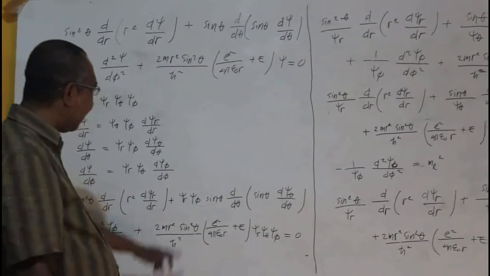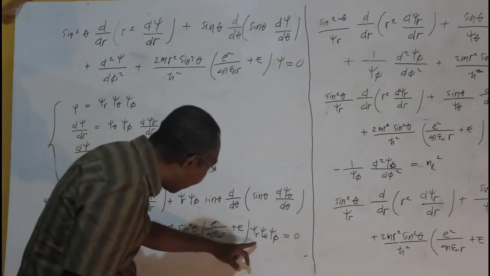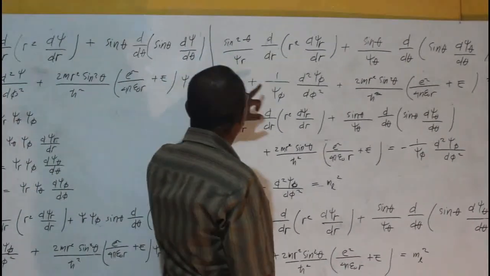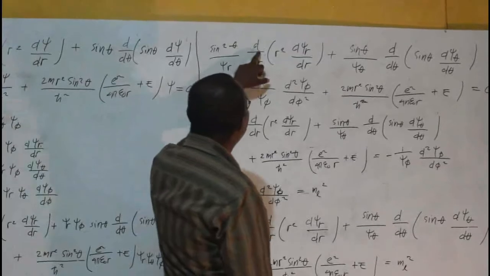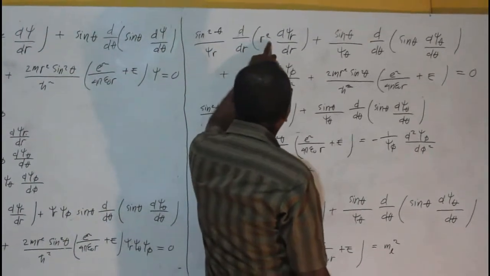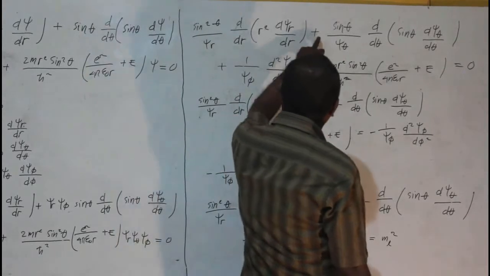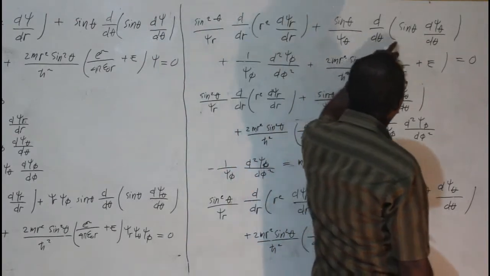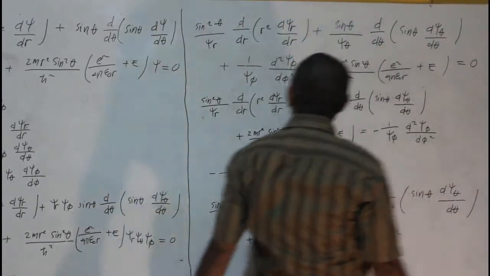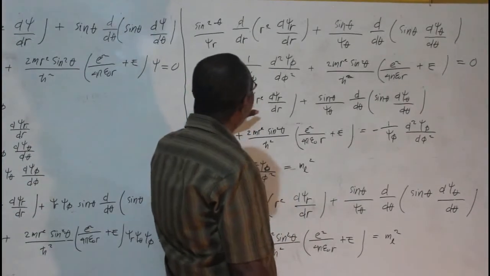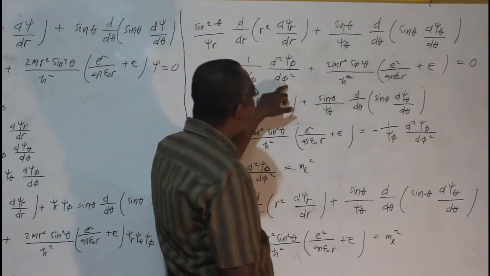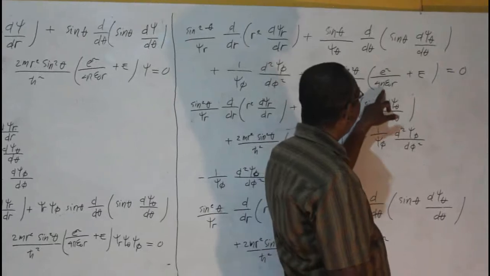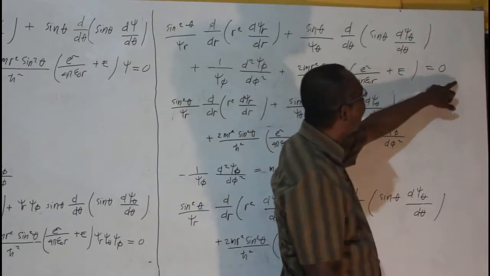Okay? If we divide this equation by ψr times ψθ times ψφ, we obtain sin²θ over ψr times d/dr of r² dψr/dr, plus sinθ over ψθ times d/dθ of sinθ dψθ/dθ, plus 1 over ψφ times d²ψφ/dφ², plus 2mr² sin²θ over ħ² times (e²/4πε₀r + E) equals 0.